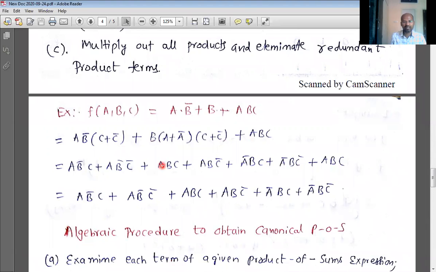And if there are any redundant terms, ABC is happening twice here. So ABC plus ABC results in only one ABC. Doesn't matter how many times the same term is added, it can be reduced to only one term. So ABC plus ABC can be written only once. So finally, this is the expression. You may notice here all the terms are min terms. This is a min term which is a product term. This is a min term which is a product term. It is a sum of all the min terms, so it is a canonical representation.